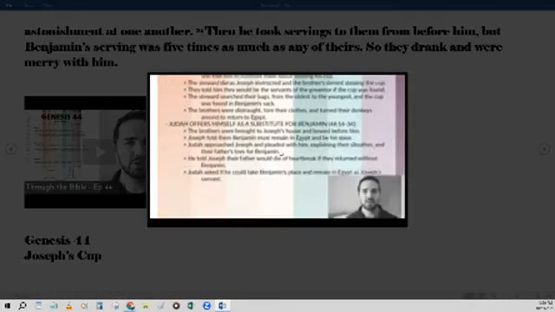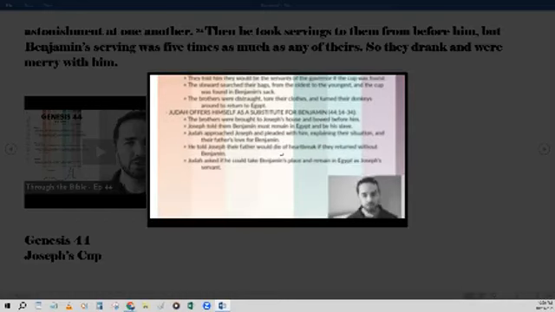And then in the last 20 verses, verses 14 through 34, Judah offers himself as a substitute for Benjamin. The brothers were brought back to Joseph's house. He asked them why they had taken his things, and he told them that Benjamin was going to have to stay in Egypt as his slave.